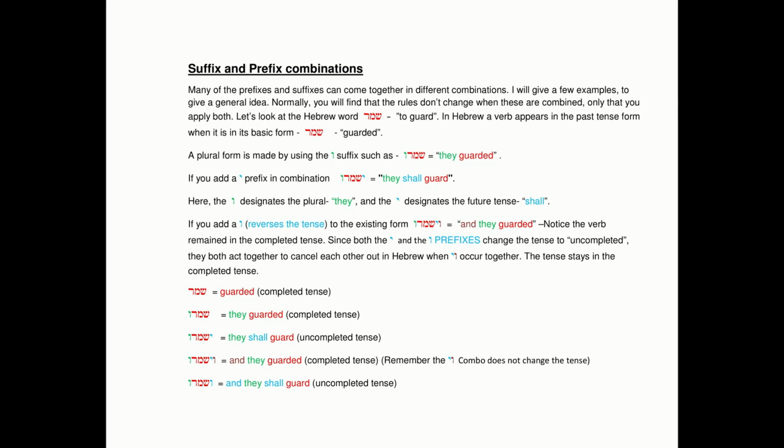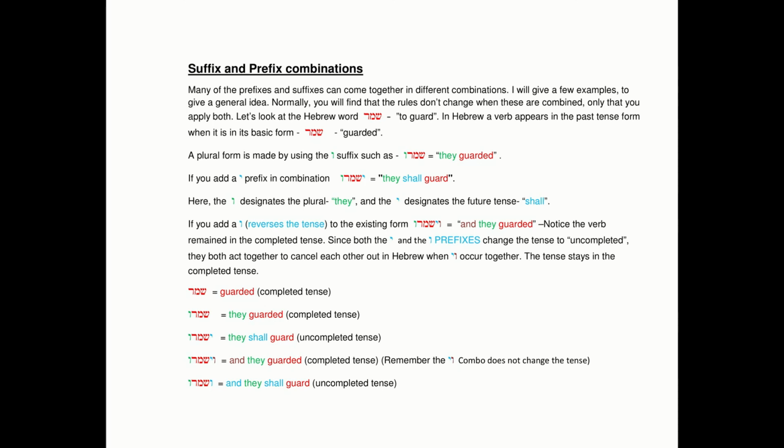Because when a vav is on the end of a verb, that's how you say they did that thing, that action that just happened. In Hebrew, we don't write a separate word "they," because Hebrew is much more efficient. We just put a vav, and that vav at the end of a verb is a "they." Okay? Let's look at this.